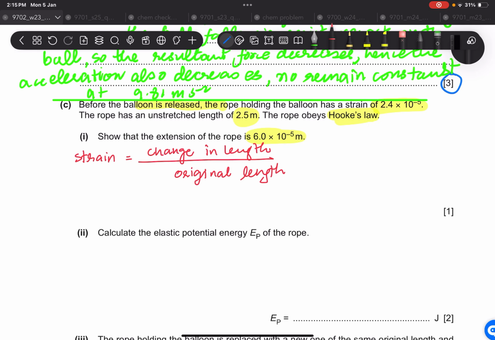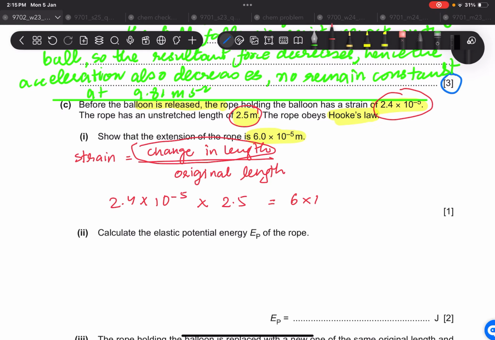Okay. Now I need this change in length. Strain is this. I guess that's simple enough. And the original length is this. Simple. Strain, which is 2.4 into 10 raised to power negative 5, multiplied by original length, which is 2.5, is going to give me my change in length. And change in length is going to be extension. So this needs no thinking, just formulas.